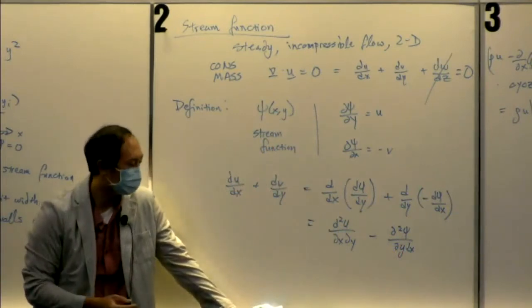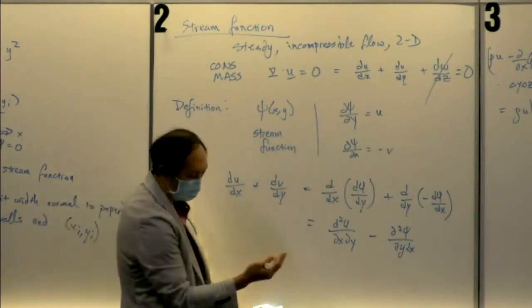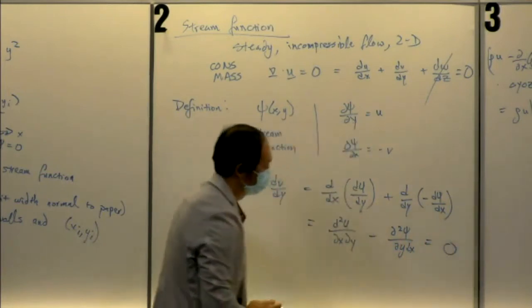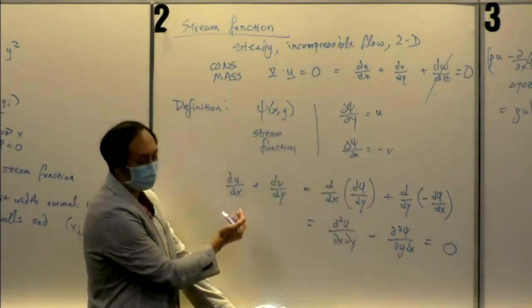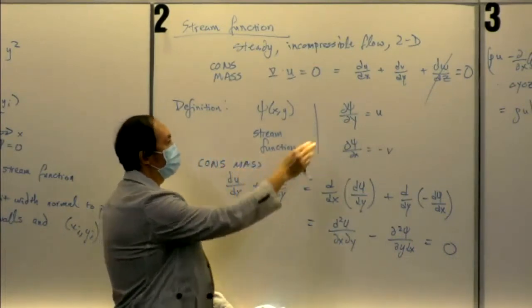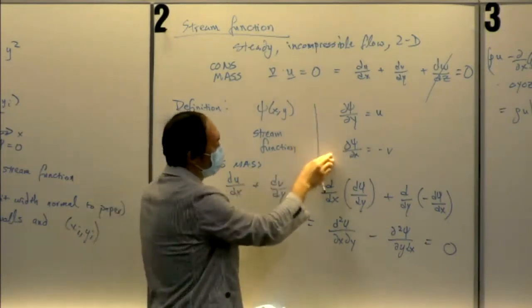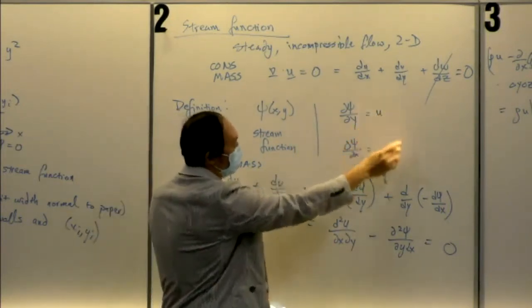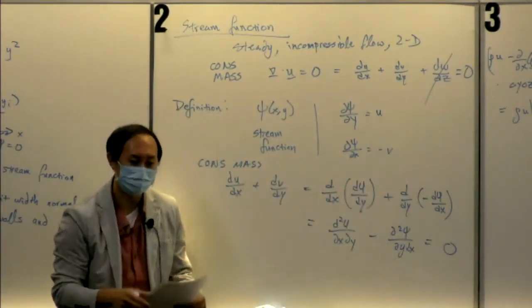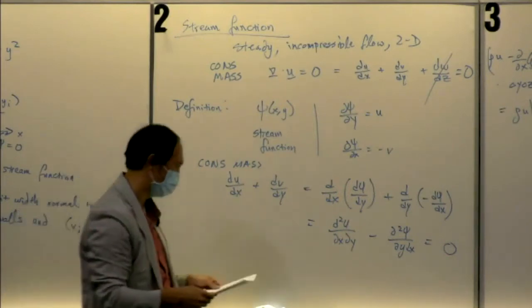There's some law of calculus that says if you take the derivatives out of order, like dx, dy, or dy, dx, you're going to get the same thing. And this is zero. So what does this little exercise tell us? It tells us that if your velocity field satisfies this definition of psi, the associated u's and v's will automatically satisfy continuity. In other words, this is what we call a physical flow field. You could actually have this be a flow field because you don't have stuff accumulating or leaving.